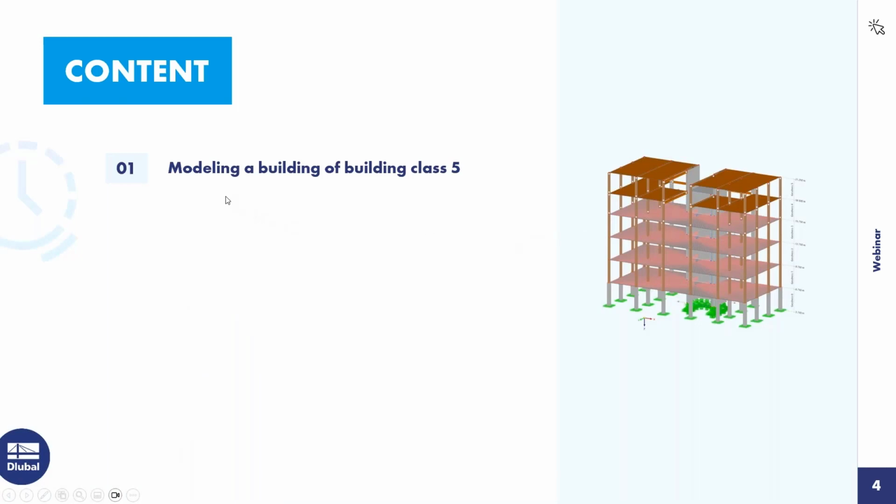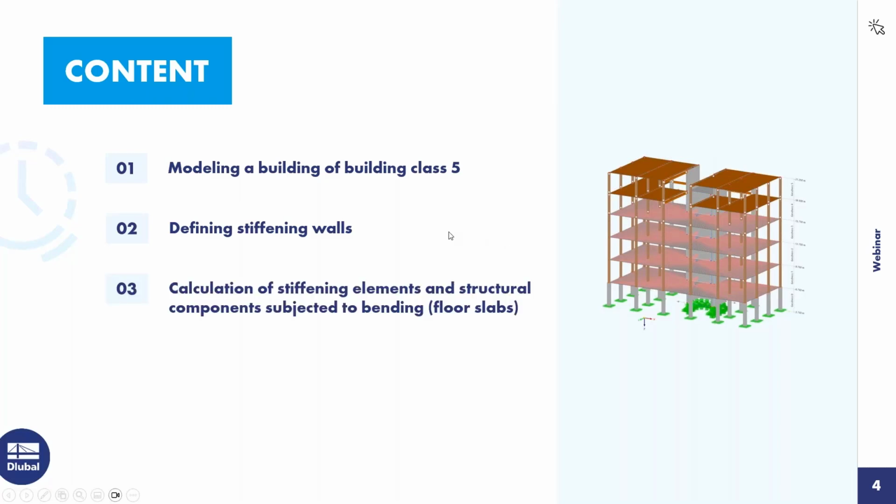To the agenda today, Bastian will start the presentation. He will model a building of the building class 5. You can see that in the preview. He will define stiffening walls and will do the calculation. Then he takes over to Paul, and Paul will design concrete components such as a slab and a wall. Okay, then I hand over the screen to Bastian. Bastian, it's your turn.